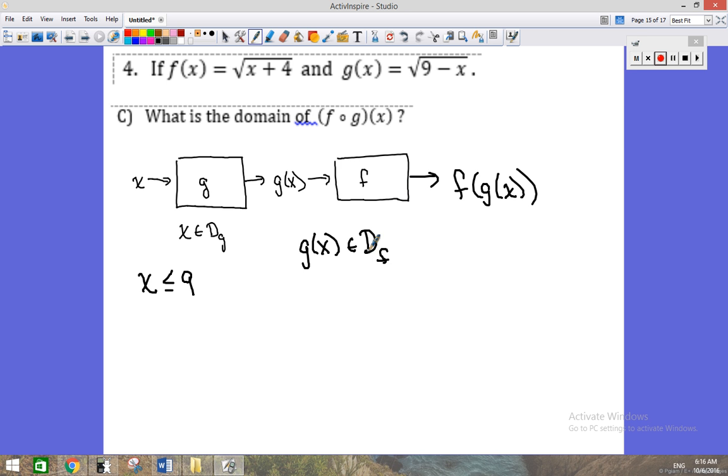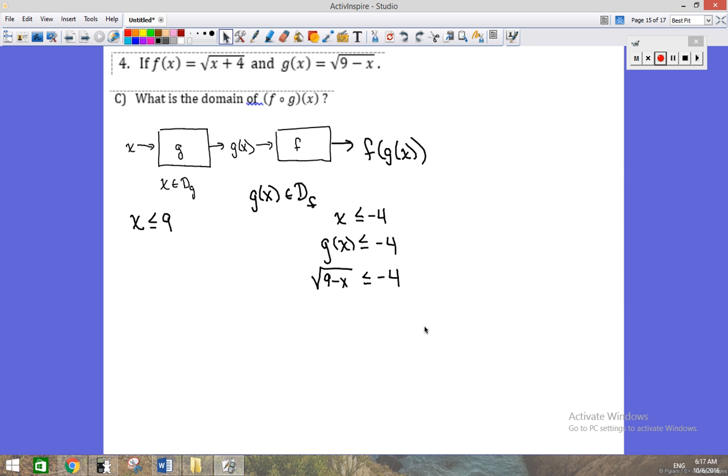Okay, so this F, we said that its input, and I'm going to temporarily call that x, has to be less than or equal to -4, right? Now, F never sees the x. What I really want is G of x to be less than or equal to -4. And G of x is the square root of 9 minus x. And Lucy, we have a problem.